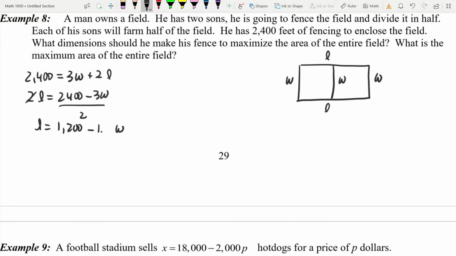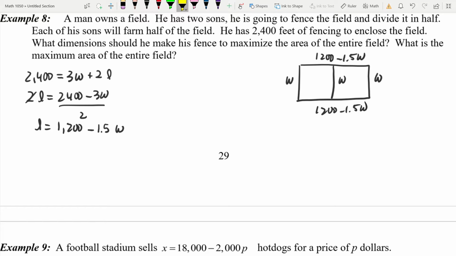So since it's exactly, can I replace it with it? You bet. 1.5. If it was 1/3 and you replaced it with 0.3, is that okay? No. But 3 over 2 is exact, so let's do it, right? So take those L's, get rid of them, replace them with 600 minus 1.5 W.